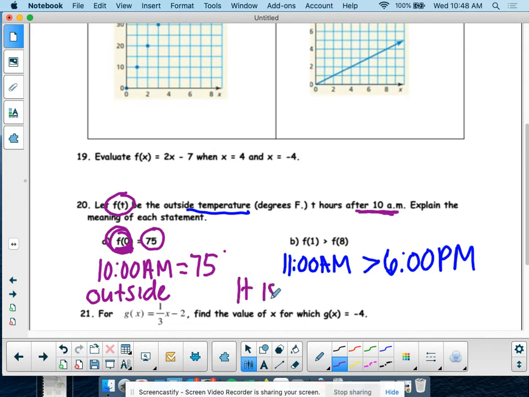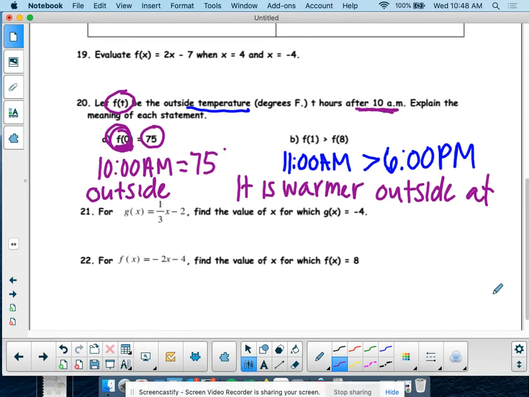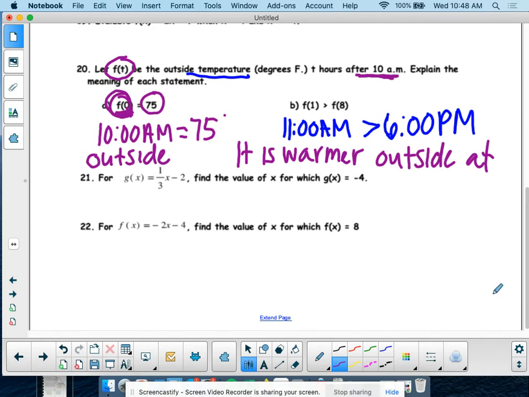It is warmer outside at, let me scroll, 11 a.m. than 6 p.m. I know that one's kind of confusing too. That's what that is saying if you were to break it down.